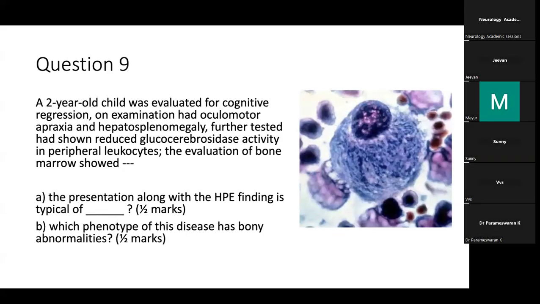A 2-year-old child was evaluated for cognitive regression and on examination had oculomotor apraxia along with hepatosplenomegaly. Further testing had shown a reduced glucocerebrosidase activity in the peripheral leukocytes. The evaluation of bone marrow showed the following picture. The questions are: the presentation along with this histopathological finding is typical of which disease? And which phenotype of this particular disease has bony abnormalities in higher frequency?